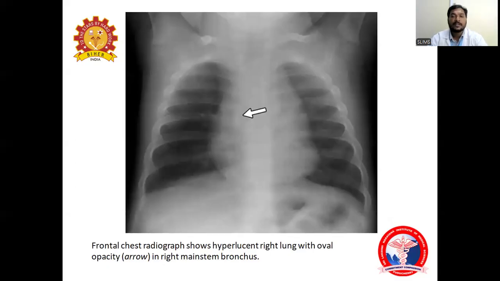This is a frontal chest radiograph of a child showing increased lucency of the right hemithorax compared to the left hemithorax because of air trapping happening in the right hemithorax due to a foreign body that is obstructing, located in the right main bronchus, appearing as an oval radio-opacity within the right main bronchus.